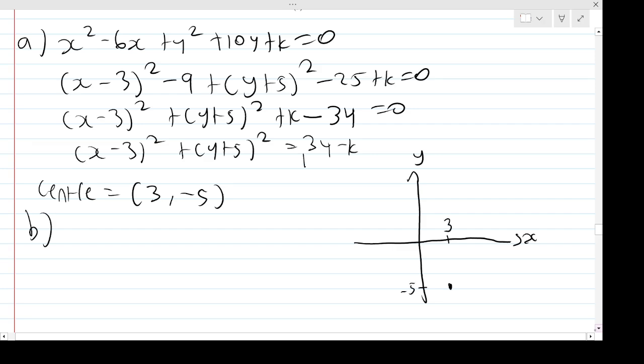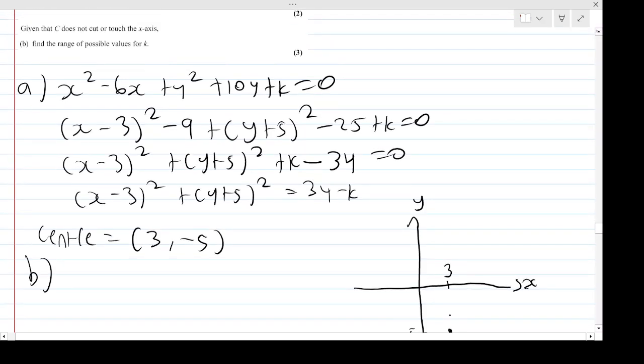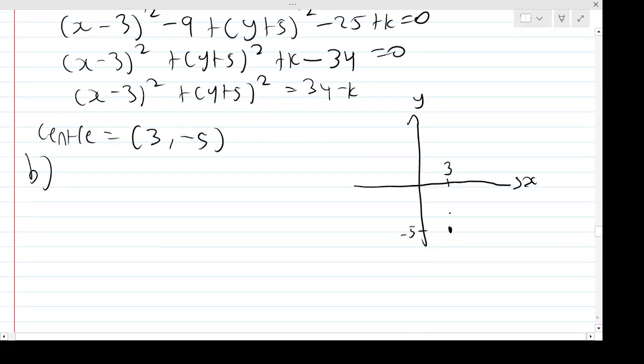Now, I don't know the radius exactly, because there's a k, it's an unknown. Often you need to consider the radius. If you don't know the radius, or you're trying to find a particular radius, just test them out and see what happens. We are told that it cannot touch or cross the x-axis, which means it can't touch up here.